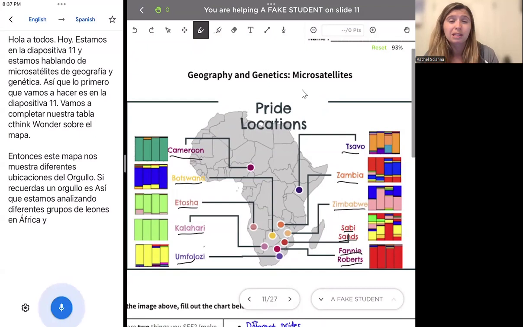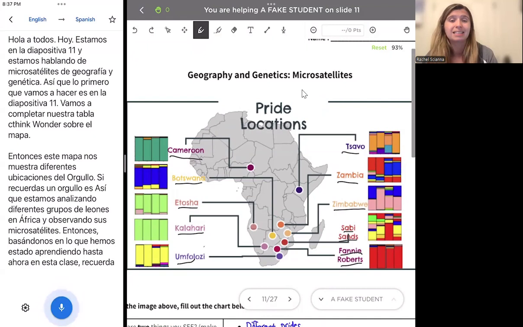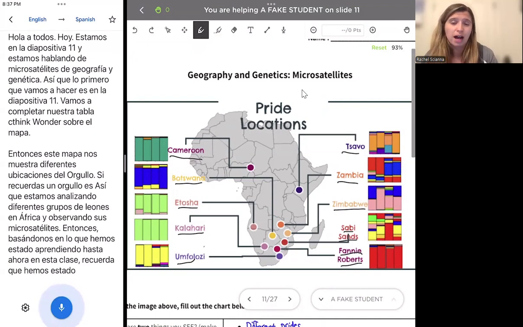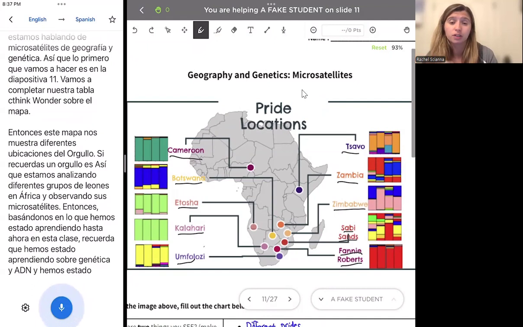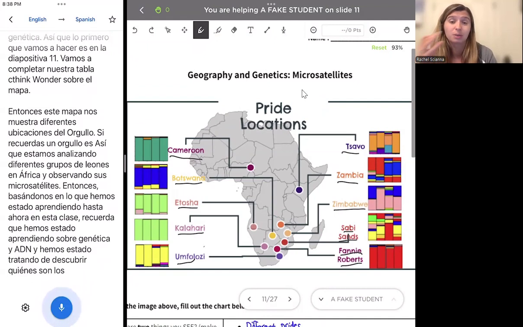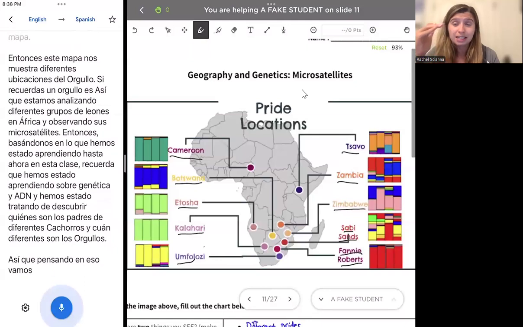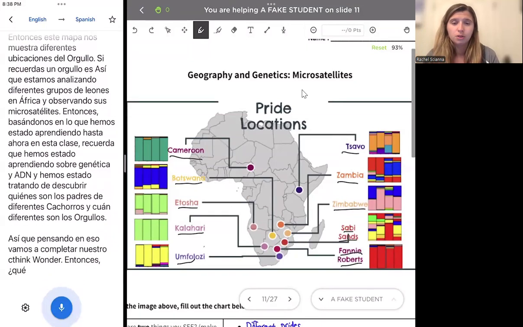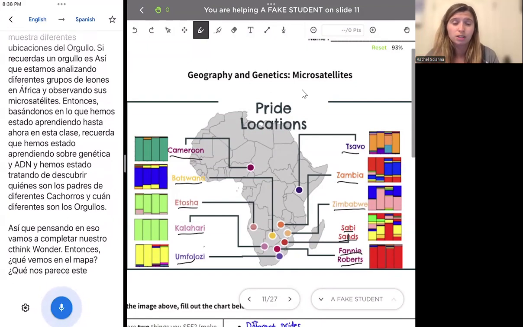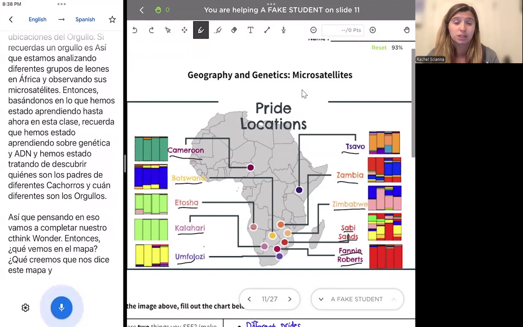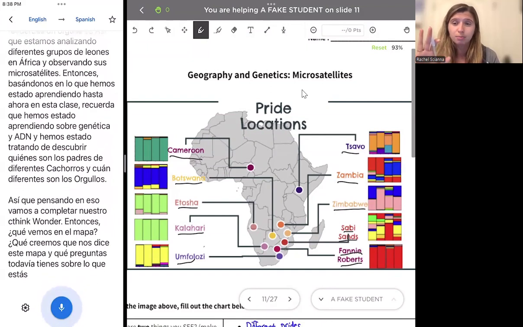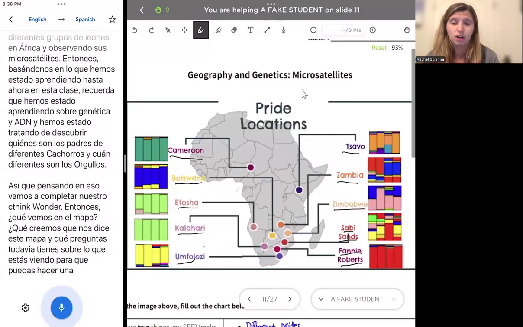So based on what we've been learning so far in this class, remember we've been learning about genetics and DNA, and we've been trying to figure out who the parents are of different cubs and how different prides are related to each other. So thinking about that, we're going to fill out our See, Think, Wonder. So what do we see in the map? What do we think this map is telling us? And what questions do you still have about what you're seeing? So you can pause the video now and fill out your chart on slide 11.